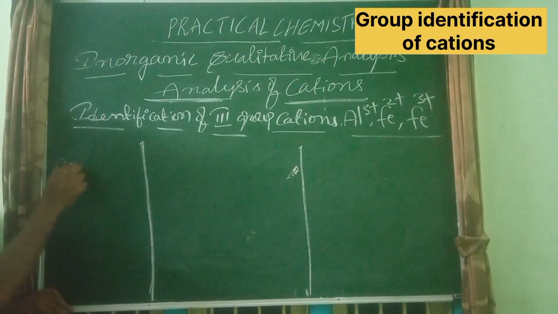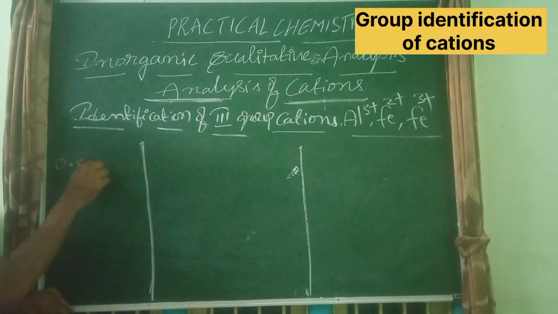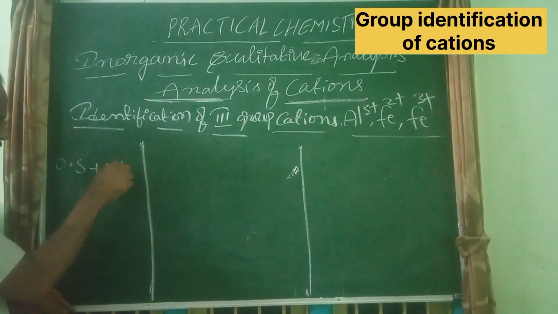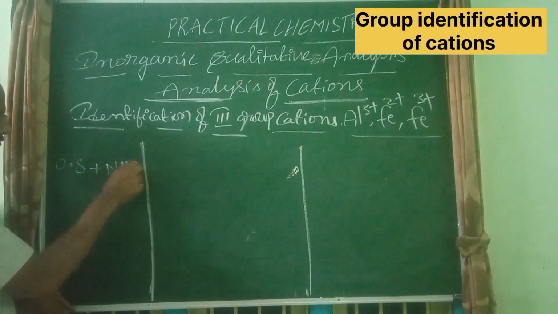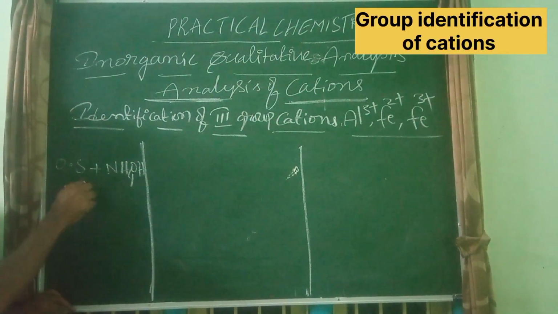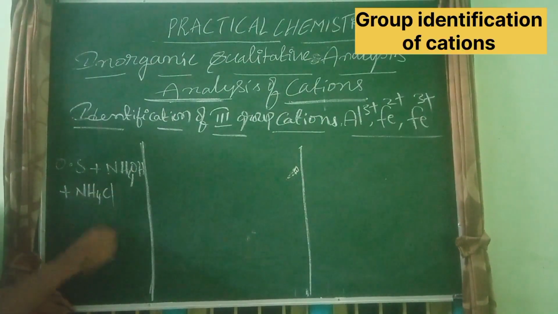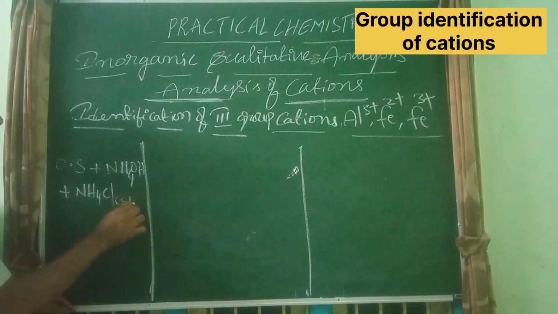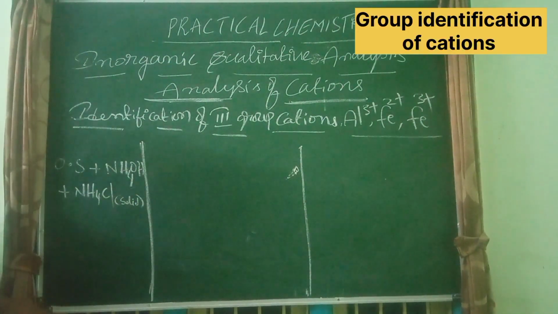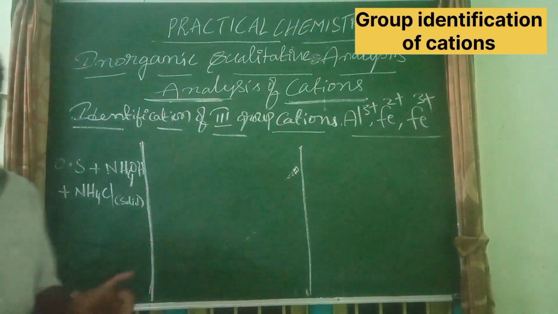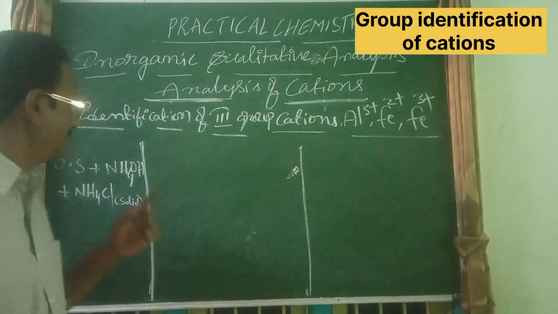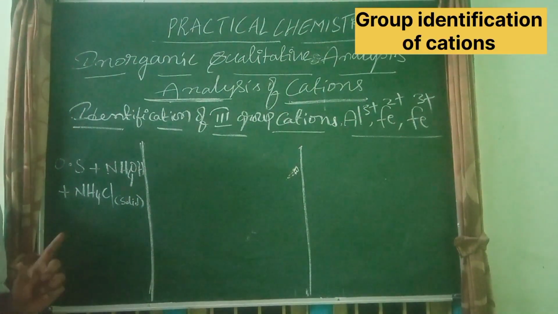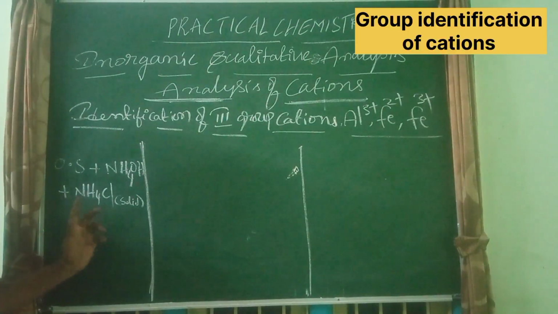Here, the original solution is added with NH4OH and NH4Cl. Here, NH4OH is an aqueous solution, NH4Cl is solid. So to the original solution, after adding an aqueous solution of NH4OH, it has been saturated with NH4Cl.